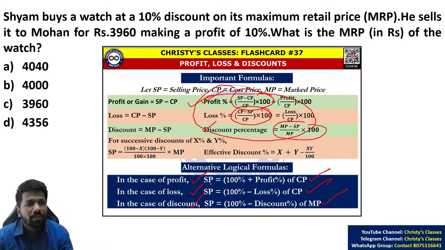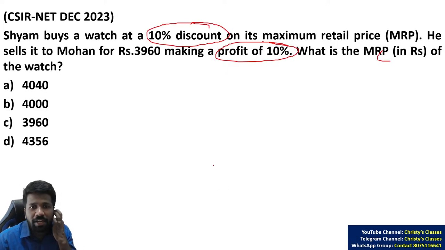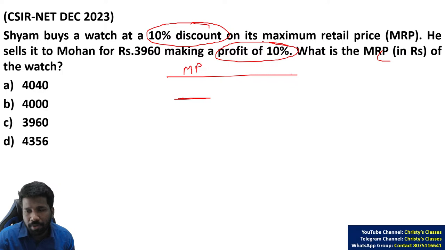I will explain. Sham buys the watch at a 10% discount on the MRP, or the printed price. He got a 10% discount, but we don't know what the printed price is. We don't know the printed price. So I will write MP, or printed marked price. He sells it to Mohan for 3960.